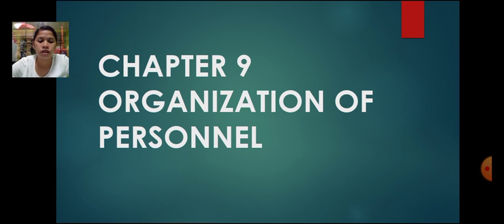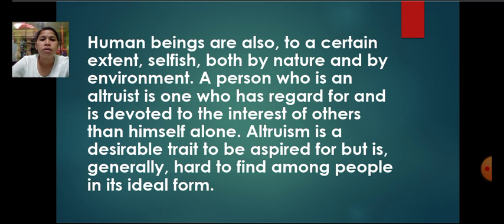Human beings essentially differ from each other. They cannot be standardized like inanimate things. They are dynamic, not static, and the most certain thing about people is their uncertainty. Human beings are also, to a certain extent, selfish both by nature and by environment. An altruist is one who has regard for and is devoted to the interest of others than himself alone.